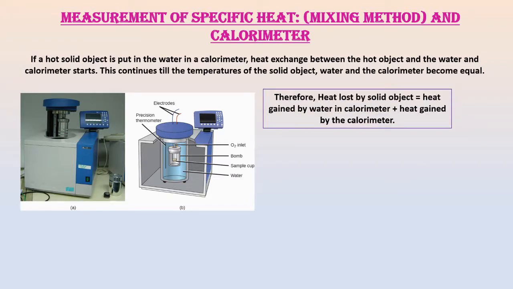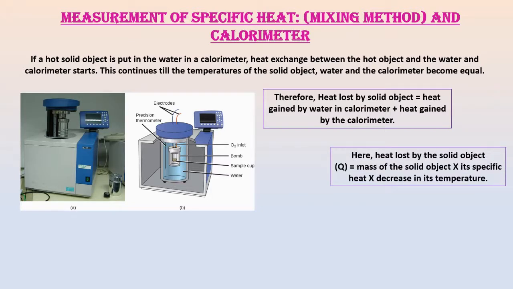Therefore, the heat lost by the solid object is equal to the heat gained by the water in the calorimeter plus the heat gained by the calorimeter. Now the hot object is warmer, that means the temperature of the hot object is more. So this hot object will transfer its heat energy to the water and the calorimeter. So the heat lost by the solid object is equal to the heat gained by the water in the calorimeter plus the heat gained by the calorimeter, where all these things are placed.